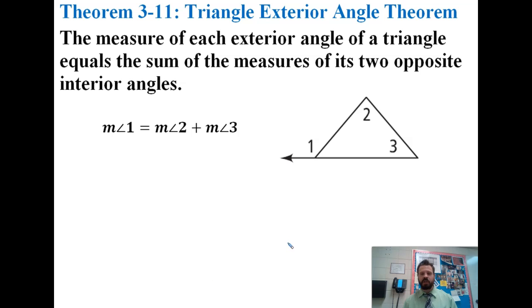And the theorem we're going to give you about exterior angles of triangles is that the measure of each exterior angle of a triangle equals the sum of its two opposite interior angles. So for example, angle 1 here, which is an exterior angle of the triangle, is going to be equal to the sum of angle 2 plus angle 3, which are interior angles on the opposite sides of the triangle.